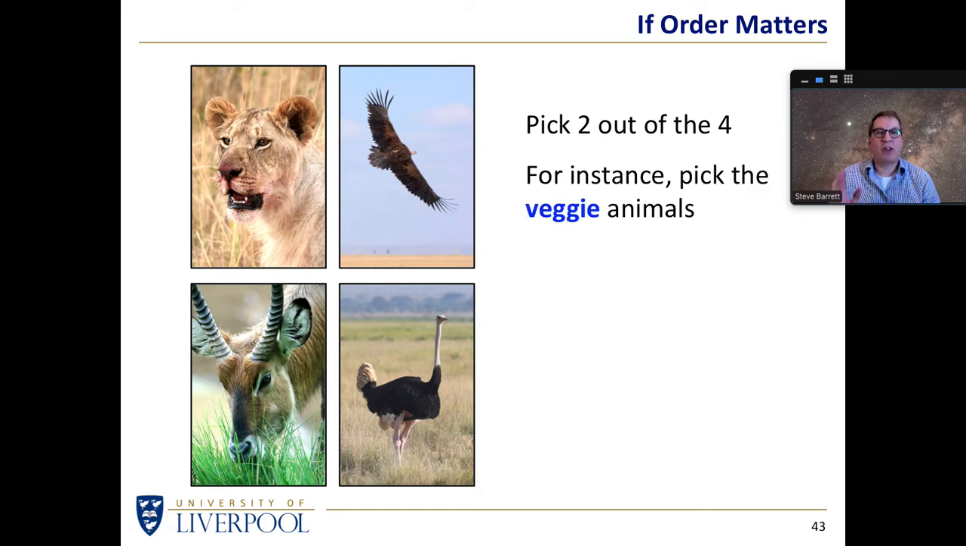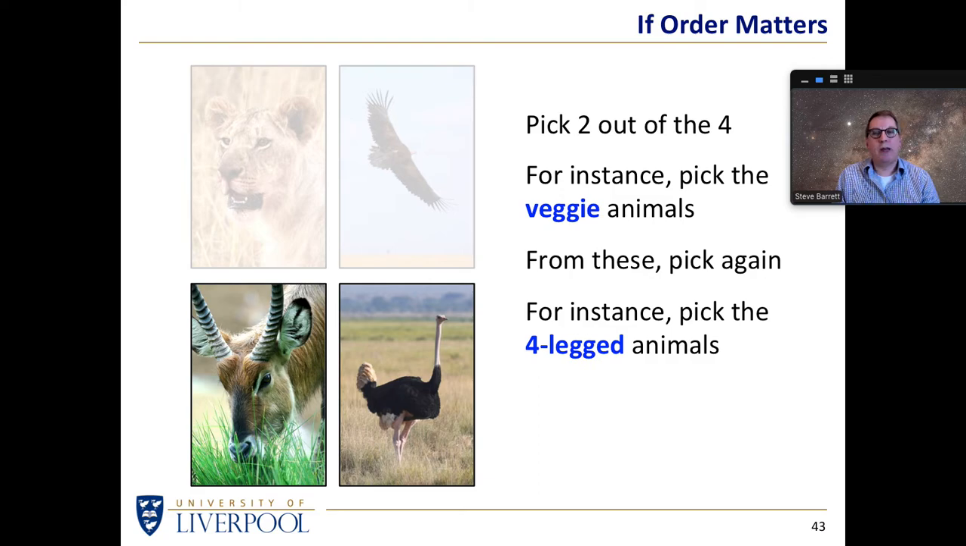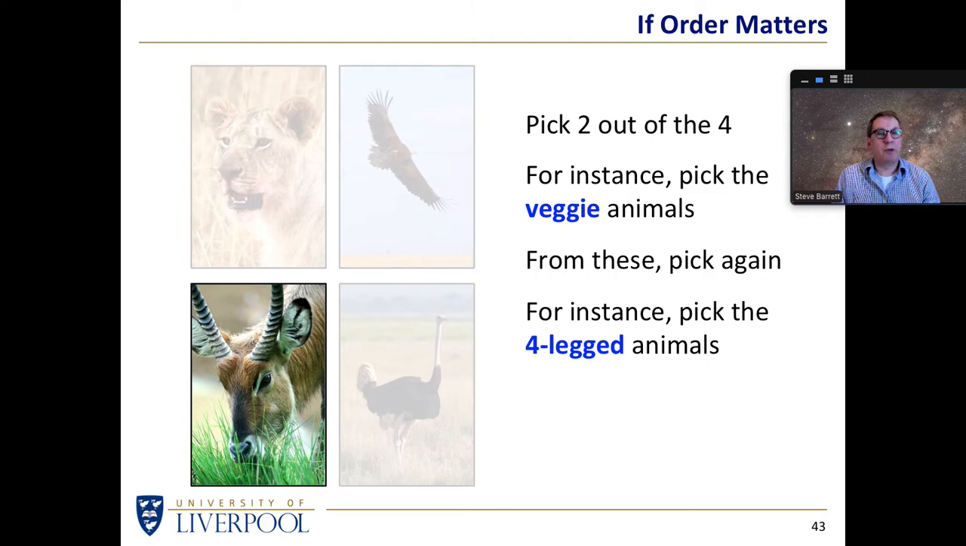Let's say, for the sake of argument, we're going to pick out the vegetarians. Okay, we pick out the vegetarians and we're left with the waterbuck and the ostrich. Now, from those that we've just selected, let's pick again. Now, let's pick out the 4-legged animals. Now we would expect, of course, to be left with the waterbuck.